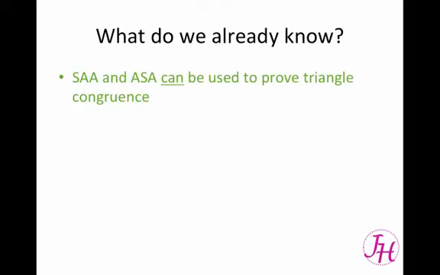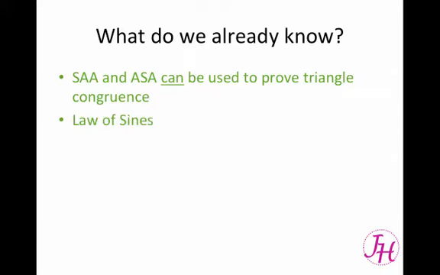What do we already know? Well, we remember from geometry class that side angle angle and angle side angle can be used to prove triangle congruence. So if you're given a side and then an angle, or angle side angle of a triangle, then you know only one such triangle exists.